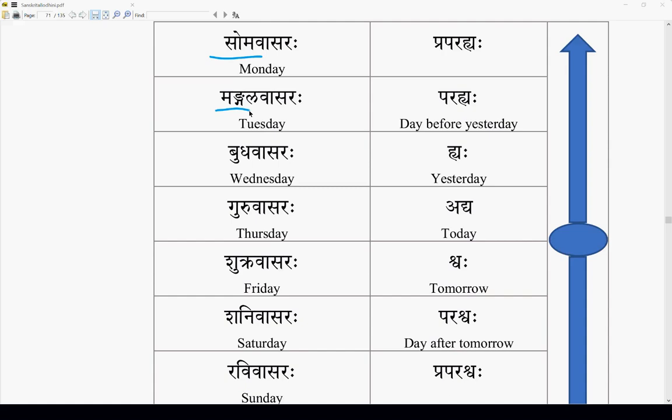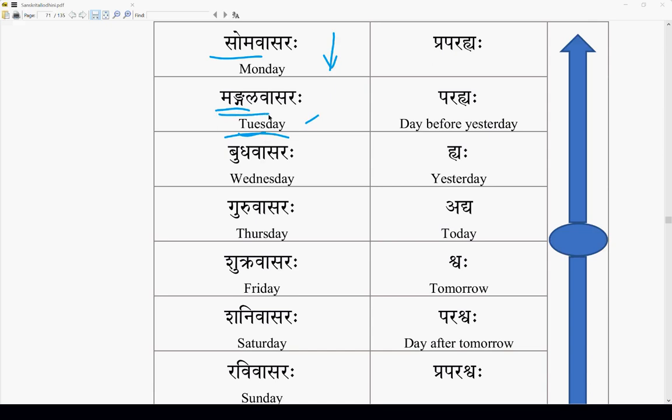And why? Another thing in English also, why are these days the days of the week? Weekdays are named with these names. Monday, Tuesday, Wednesday. Planets. Graha. Monday is moon. Tuesday is named after which planet? Mars. So Mars has something to do with it too. If you see the etymology of Tuesday, it will take you to Mars.